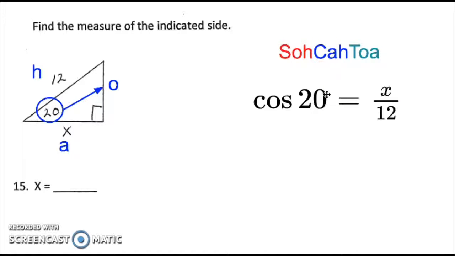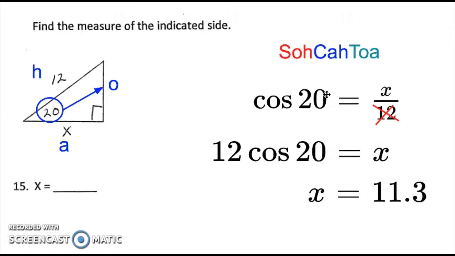When the number's at the bottom, we cross it out and bring it in front of the cosine. So 12 times cosine of 20 equals x, so that's going to give you 11.3 for number 15.